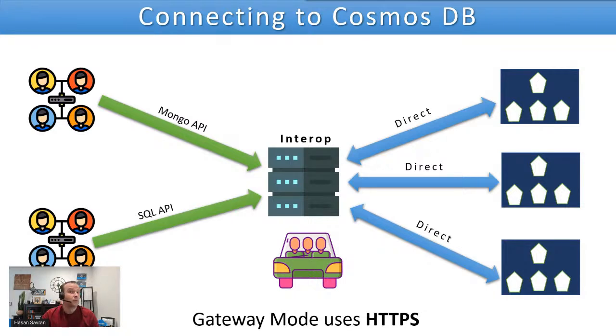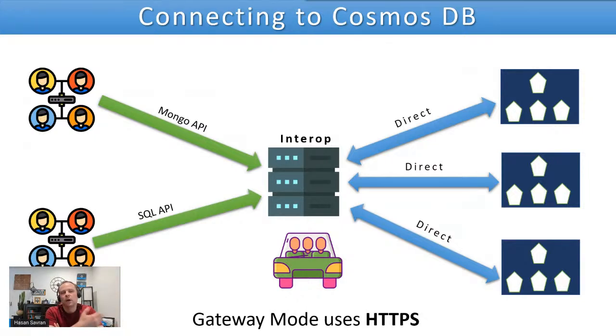Also, as I said before, you don't own that gateway server, so you are sharing it with other customers. What can you do to improve the performance here? The only thing you can do, because you are dealing with HTTPS, is that you have a limit on the number of connections, and the current limit is 50.